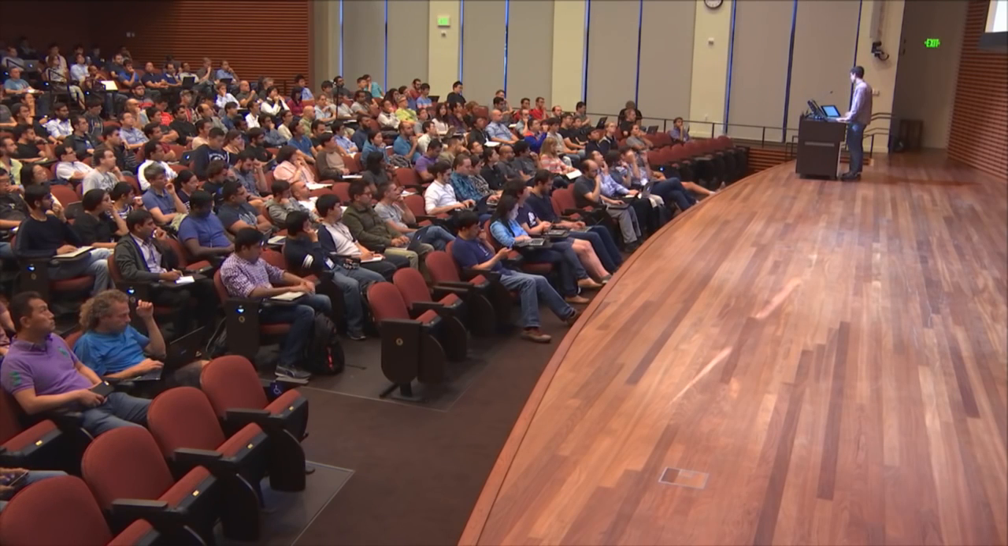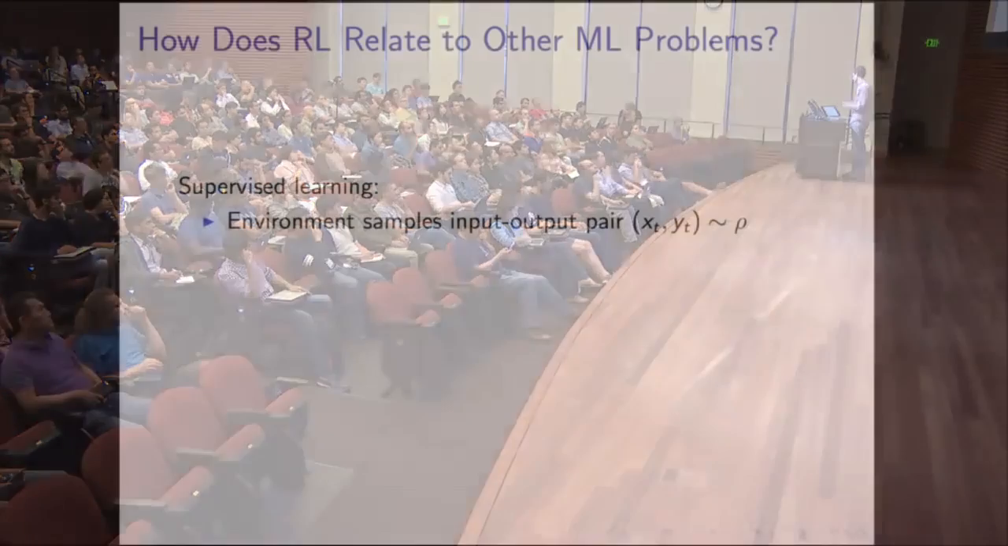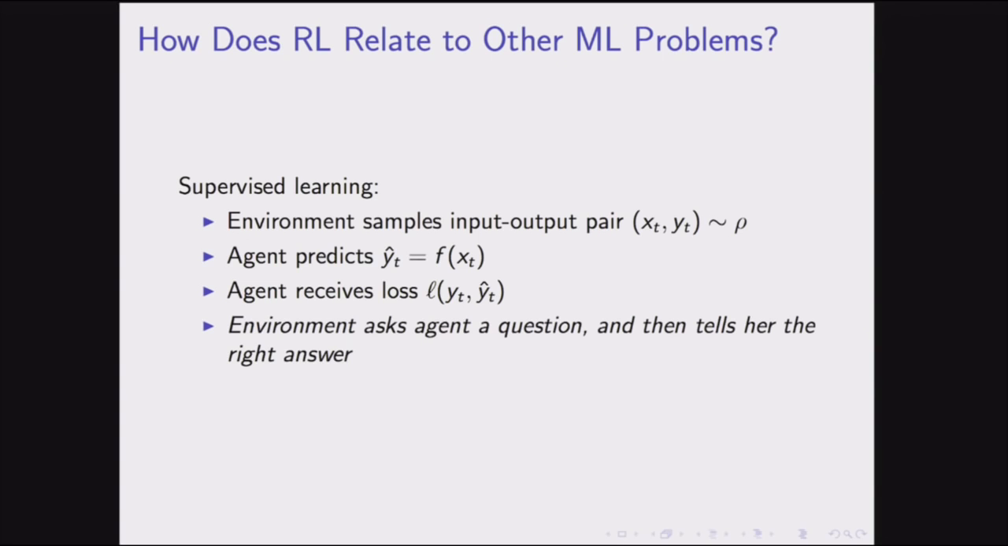How is it different? So let's first look at supervised learning. In supervised learning, first, the environment samples an input-output pair from some distribution rho. The agent makes a prediction, y hat, using its function f. And it receives some loss which tells it if it made the right prediction or the wrong prediction. So the interpretation is the environment asks the agent a question and then tells her the right answer.